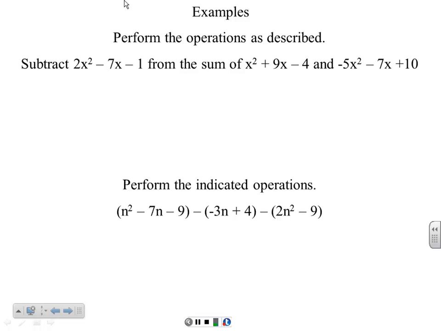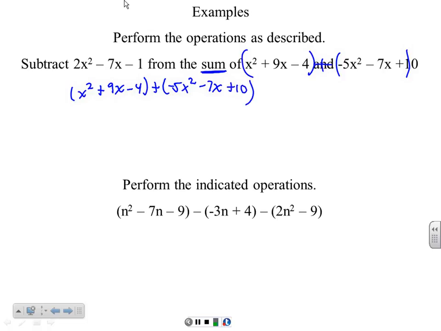Alright, let's see if we can pick these out. It says subtract 2x squared minus 7x minus 1 from the sum of x squared plus 9x minus 4 and negative 5x squared minus 7x plus 10. So I know that I have to find the sum of these two problems. So let's write that down. So we'll have x squared plus 9x minus 4 plus negative 5x squared minus 7x plus 10.